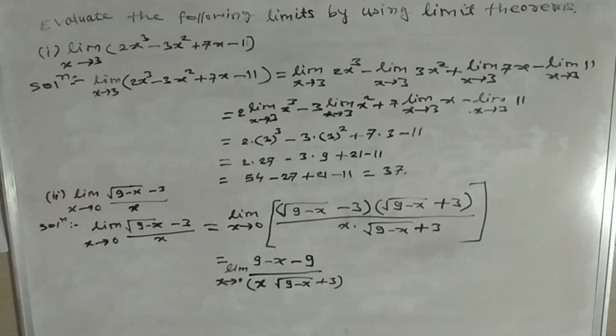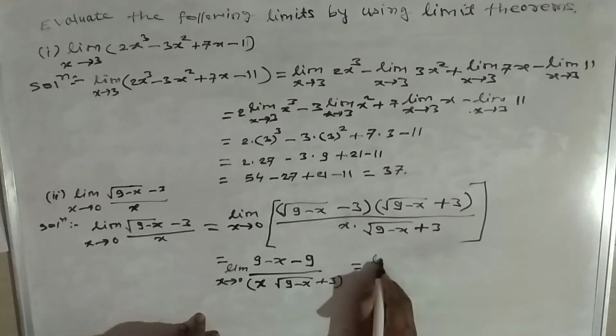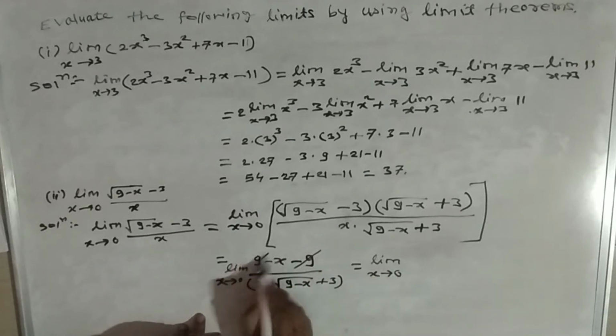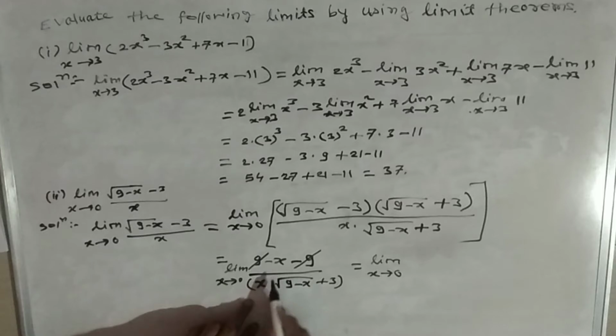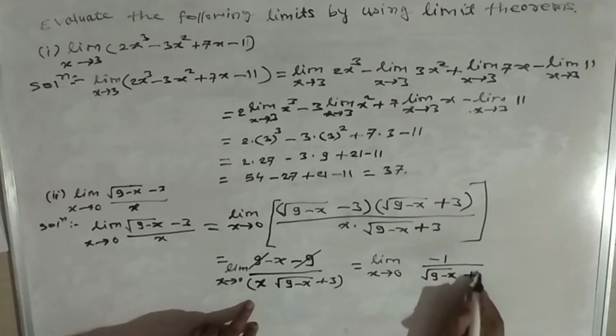So what you get? You get this is equal to limit as x tends to 0, this will be cancelled, and minus x upon x is minus 1, upon root 9 minus x plus 3.